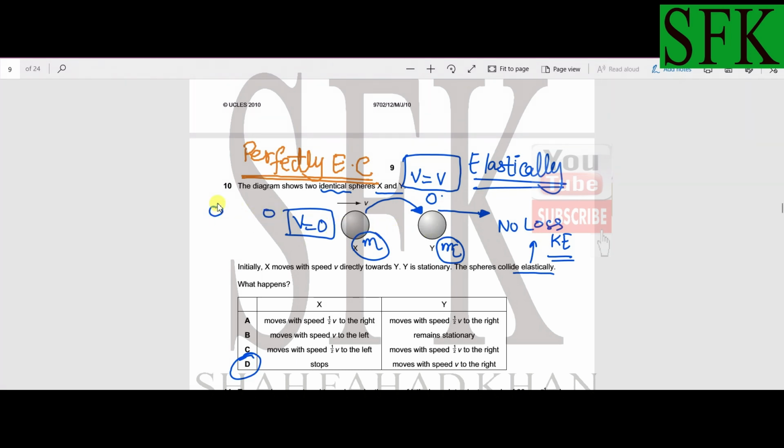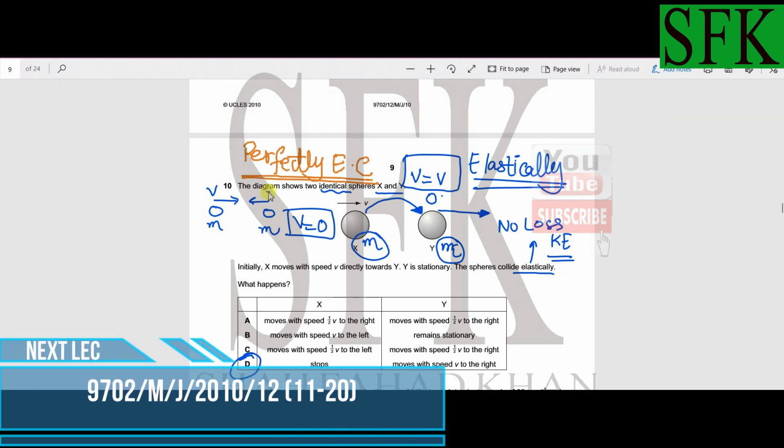Even if these two spheres were moving towards each other with a certain velocity, although their masses are the same, for example, this sphere from the left moving with a velocity of v, and the sphere from the right moving with a velocity of u, then as a result of perfectly elastic collision, they would have interchanged their velocities again. Same is the case over here. So this is an example of perfectly elastic collision.